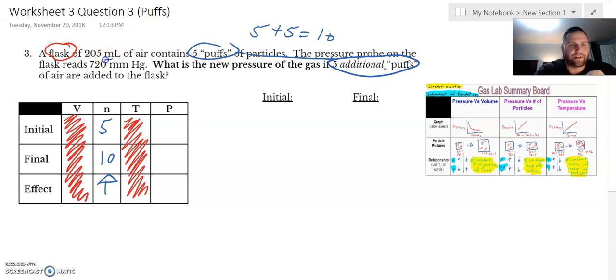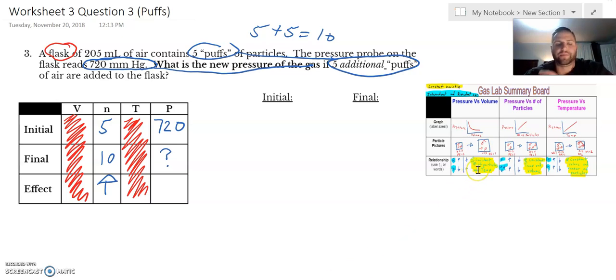It says that the flask initially reads 720 millimeters of mercury, meaning that we want to find the new pressure. The new pressure, question mark, would be placed here underneath 720 because that is what we are trying to compute. Notice that we are dealing with numbers of particles and pressure, and as previously stated, volume and temperature are held constant.